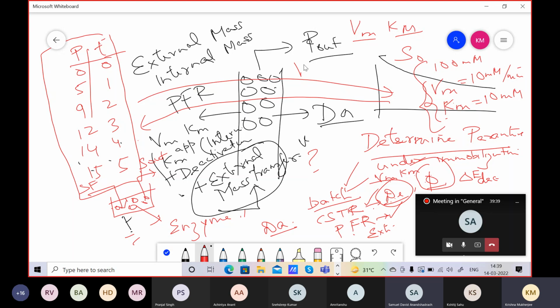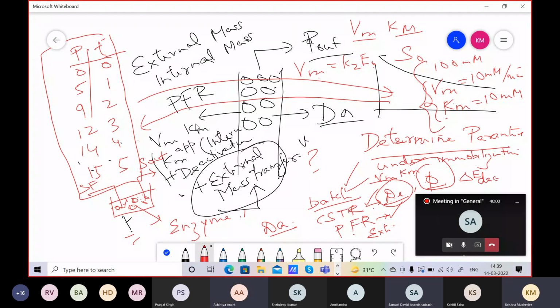Because Vmax is really k2 into E naught. So just like Vmax here was given to you, this Vmax will be given to you depending on the number of beads that you put inside. You put double the beads, your E naught doubles, your Vmax doubles. But your reaction rate does not double. I hope you realize that.